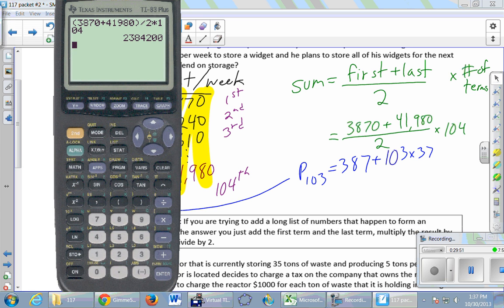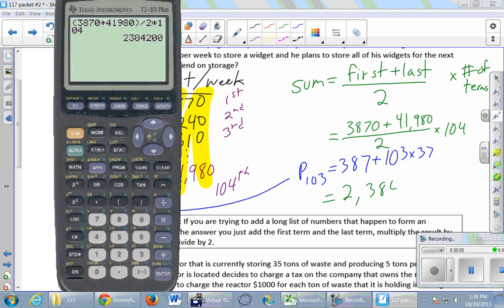$2,384,200. This thing better do my dishes for all that. I mean, seriously. I hope this is a fancy widget. Okay, so that's the sum. Equals 384,200.